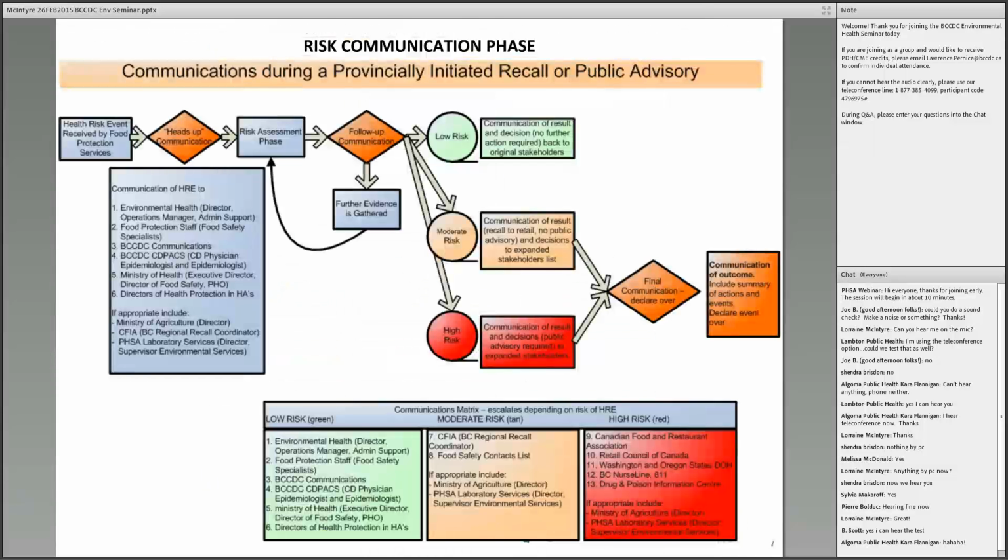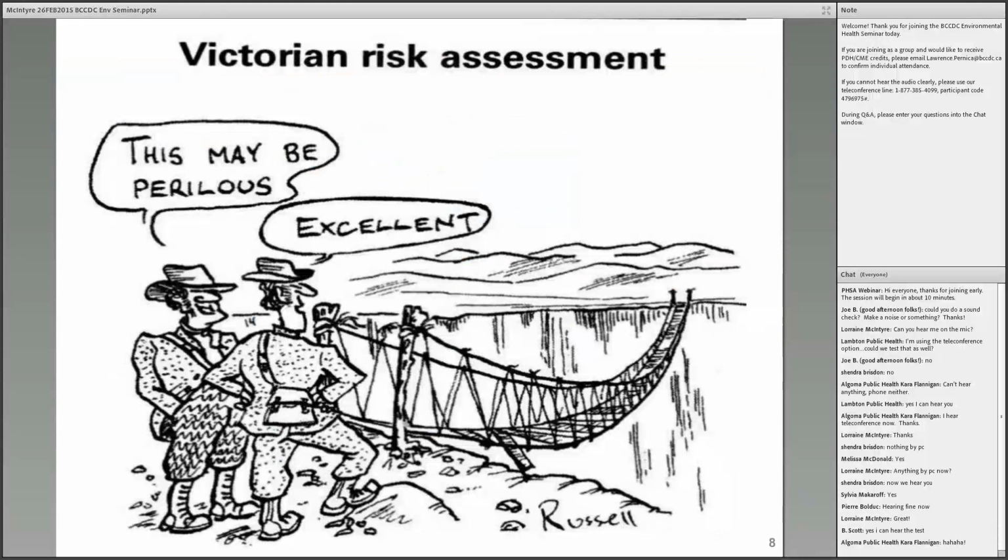In terms of the actual communication, this is just, again, FYI, this is how we approach risk communication here at Food Protection. We will give a heads up communication, and then again enter the risk assessment phase, gather some evidence, and depending on the low, moderate, or high risk here, we'll escalate who we communicate to. So I just wanted to provide you some sort of framework for how risk assessment and risk communication can look, as well as risk management activities. So now let's talk about food risk assessment.